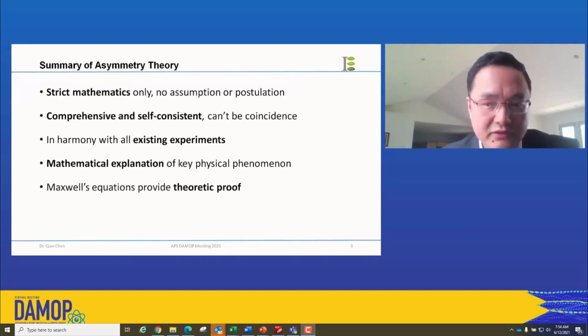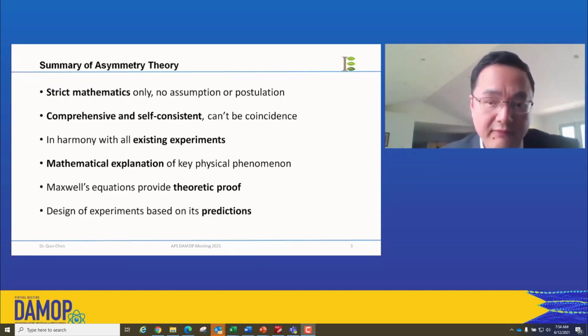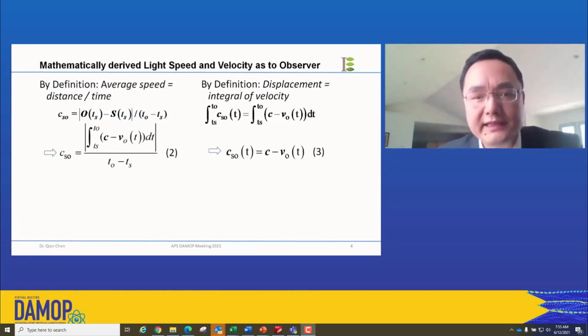Maxwell's equations provide theoretical proof of the theory. And finally, we designed 2 experiments based on its predictions so that you can check whether the theory is correct or not. Now let's show some examples of mathematically derived results.